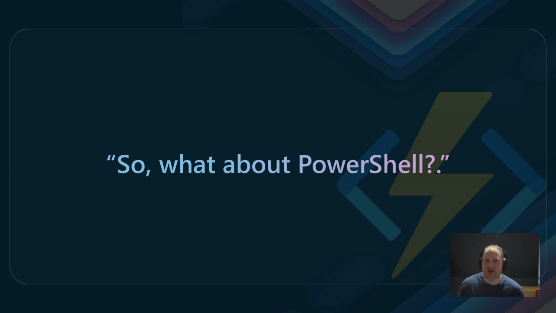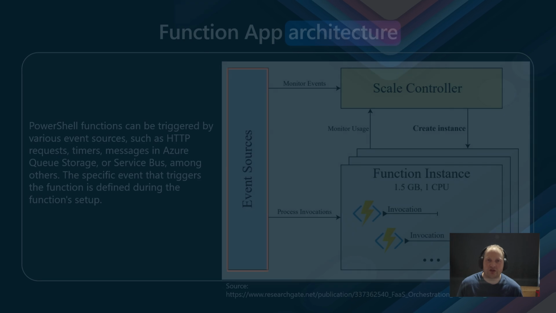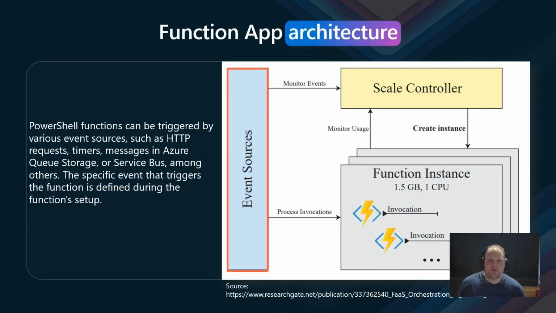So what about PowerShell? And how does this fit into the overall function infrastructure? PowerShell functions can be triggered by various event sources, such as HTTP requests, timers, messages in Azure Storage Queue, Service Bus, among others. This is no different from a regular function. It still can be an event-driven model based on those same triggers. You can define the trigger in the functions.json file that's associated with the PowerShell script, which tells Azure Functions when to execute your PowerShell function. For example, a timer trigger might run the function at specific intervals, while an HTTP trigger would run the function upon receiving an HTTP request.